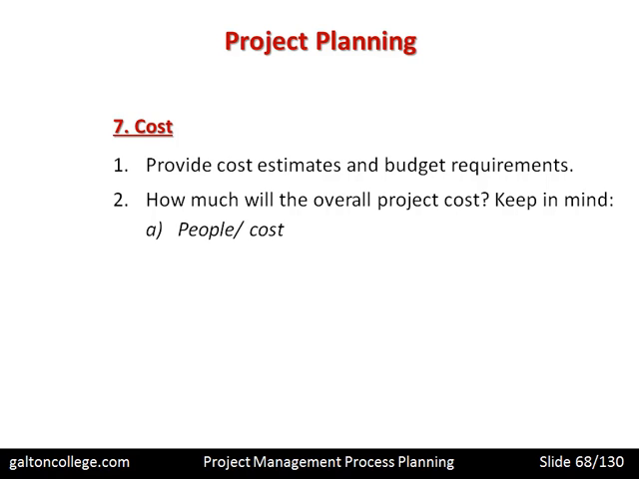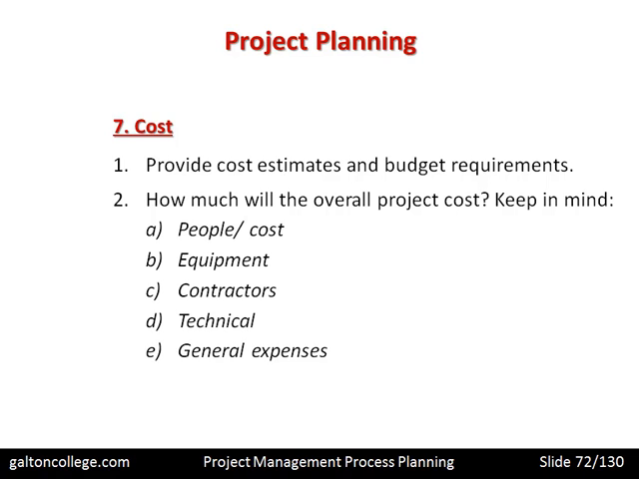How much will the project overall cost? And it's important to keep in mind people costs, equipment, contractors, technical and general expenses, travel. So looking at costs, it's important that all of the headings, realistic headings, that may be involved in this particular project are set out, and the likely costs for each of them totted up, so that there is a good overall picture of what the cost of the project will be. And that should be used as a basis for the budget allocation.